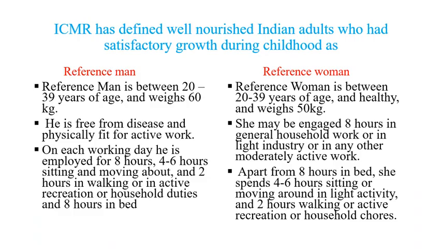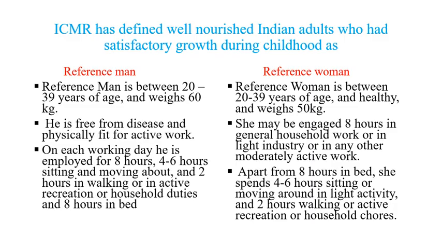ICMR, the Indian Council of Medical Research, has defined well-nourished Indian adults as reference man and reference woman. The reference man is between 20 and 39 years of age and weighs 60 kgs. He is free from diseases, and he should be physically fit and active at work. On each working day, he is employed for 8 hours, with 4 to 6 hours sitting and moving, about 2 hours walking or active recreation or household duties, and 8 hours in sleep.